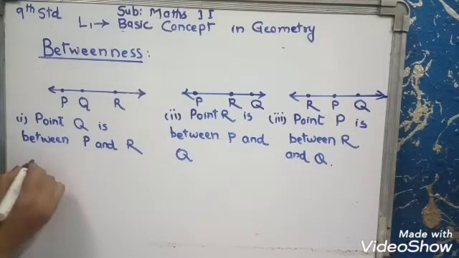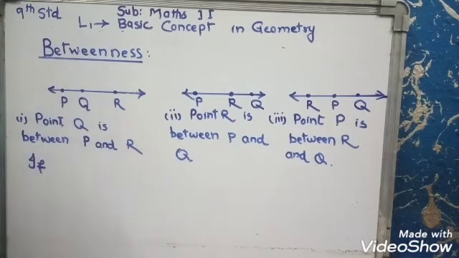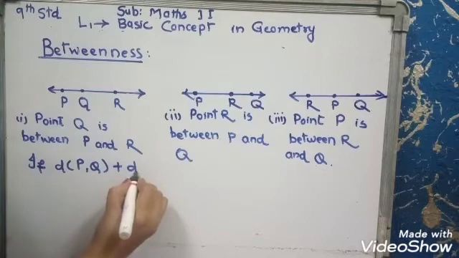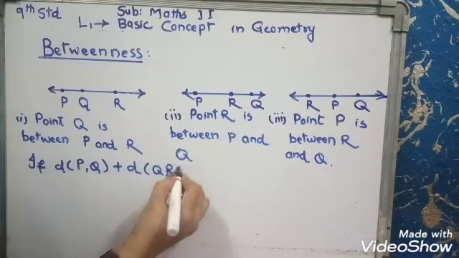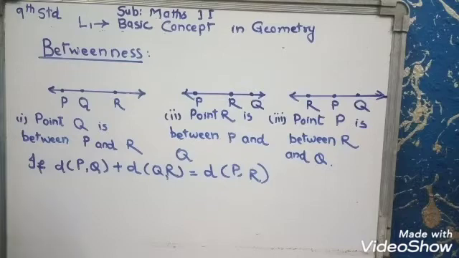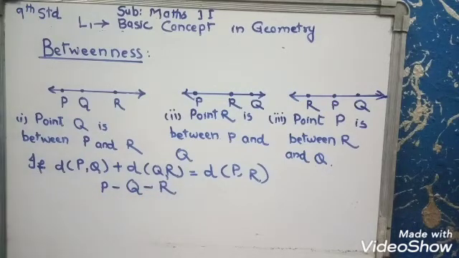Now, if point Q is between P and R, and if distance PQ plus distance QR is equal to distance PR, then we say that point Q is between the two points P and R, and we write it like this: point Q is between point P and point R. If such a condition exists, then we say that point Q is between point P and R.